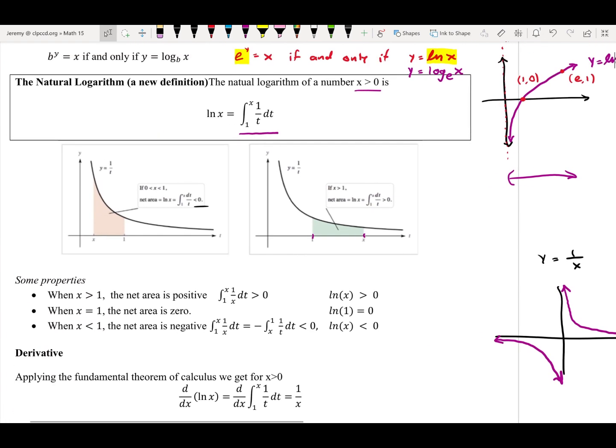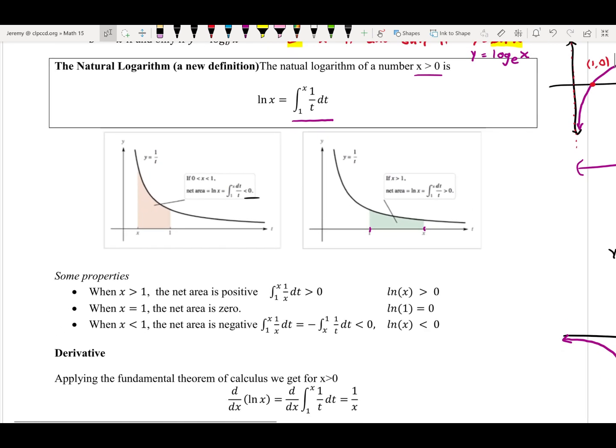Okay, so there are a couple things that we have to be aware of as far as the possible inputs for the natural logarithm function, and understanding it in the context of this, it's serving as an area function for 1 over t. If x is greater than 1, then it's pretty straightforward, right? Here's 1, here is x, and we're just looking at the integral from 1 to x of 1 over t. And we get this area.